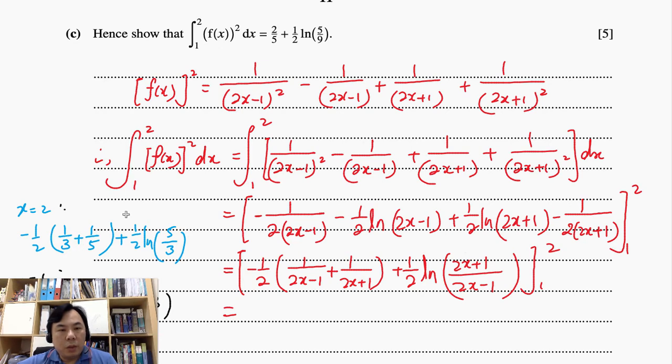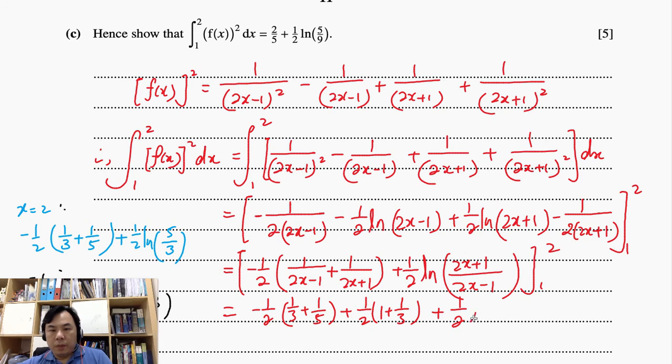Now let's see what do we have now. So therefore, from here, I will have this one here, subtract. So that is 1/3 plus 1/5 plus half 1 plus 1/3 here. Okay, and then I have a half ln 5 over 3, subtract half ln 3 here. Okay, so from here, let me see what do I have here.